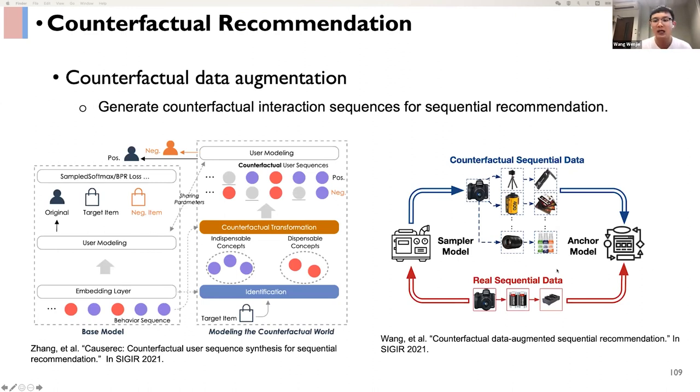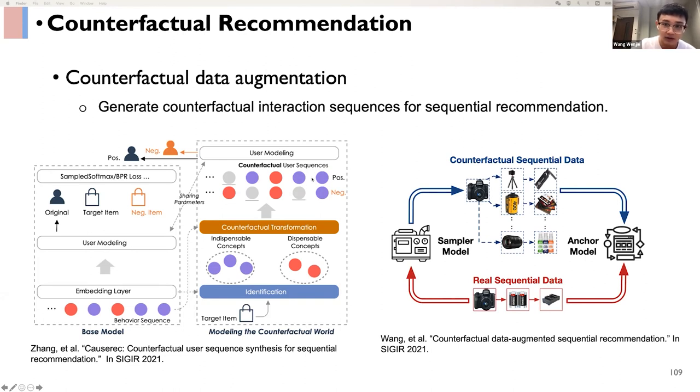In the last year's SIGIR, there are two works on generating counterfactual interaction sequences for sequential recommendation. This work will use the target item to identify the dispensable items and the indispensable items. These items are from the real world interaction sequence of each user. Some indispensable items cannot be discarded. So they will keep all the indispensable items and randomly drop some dispensable items. This is the first kind of counterfactual sample, made by discarding some dispensable or less important items.